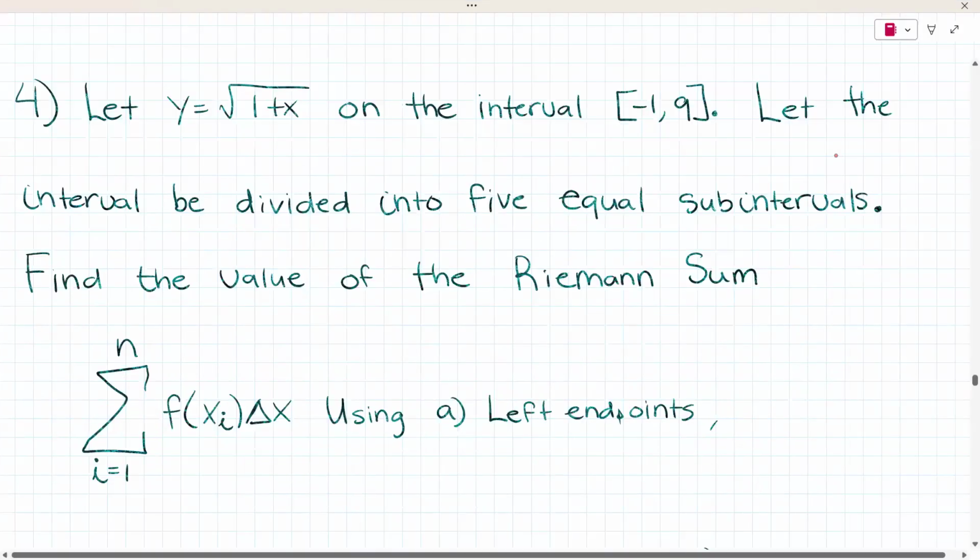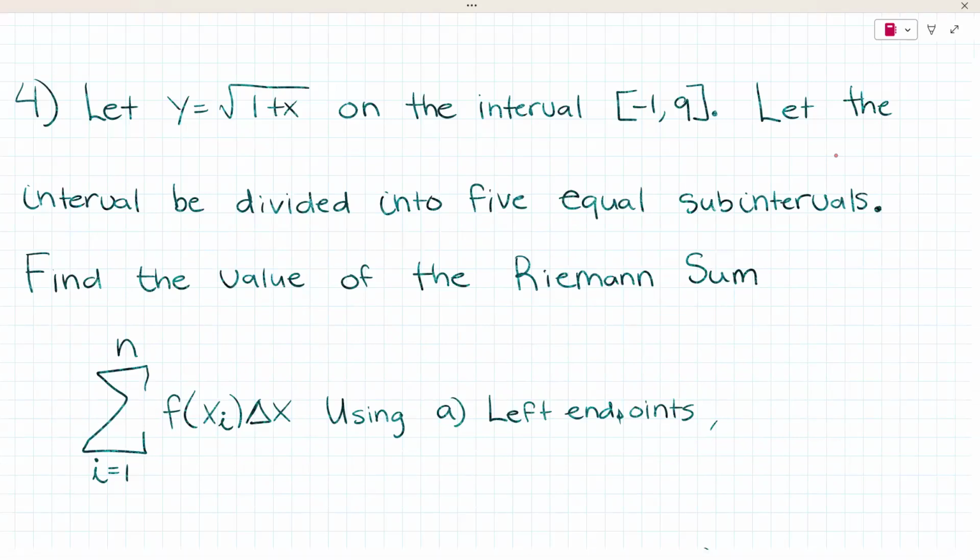Hello, this is part three of Riemann Sum. So we're going to continue questions four through I think seven. Yeah, we're going to finish off with the Riemann Sum. So let's start with question four.